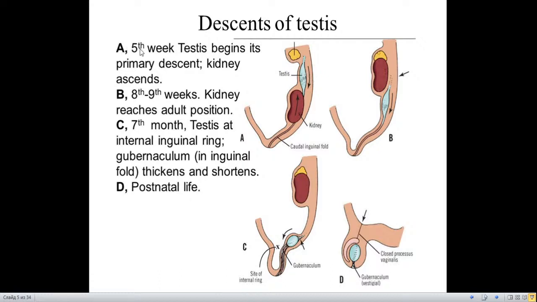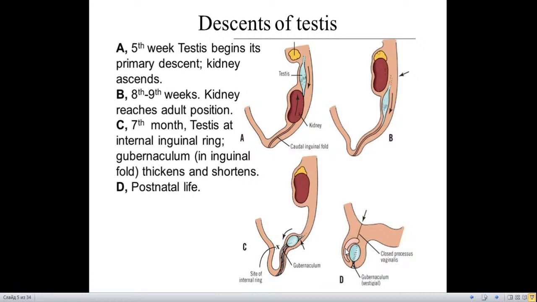At the 5th week of prenatal life, testis starts to descend. It goes down and passes through the anterior abdominal wall to form the inguinal canal. And just at birth, testis should be in scrotum. So the general idea is that testis appears initially at the posterior abdominal wall in the lumbar region near the kidney, above the kidney, and then step by step it descends, passes through the inguinal canal and appears in scrotum.